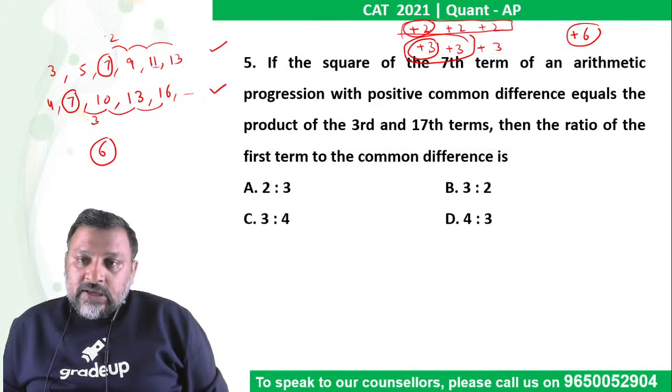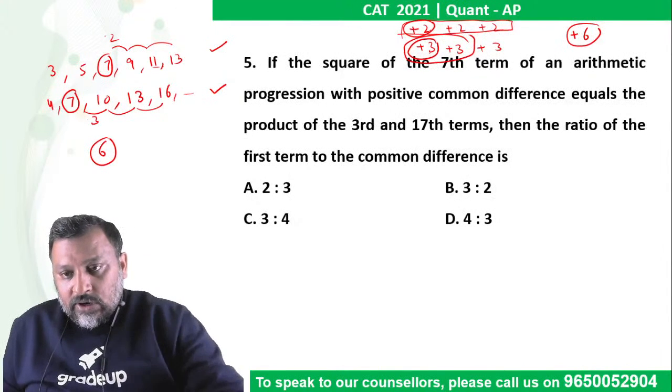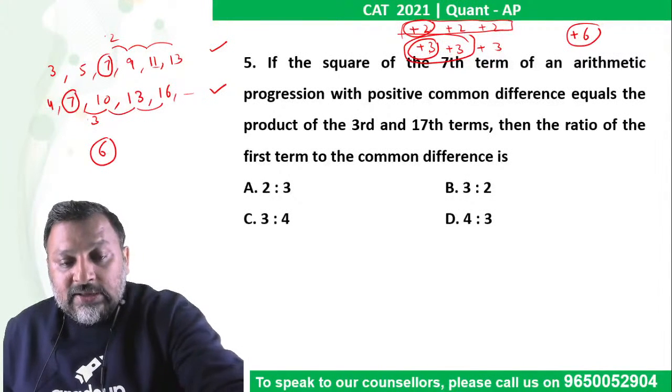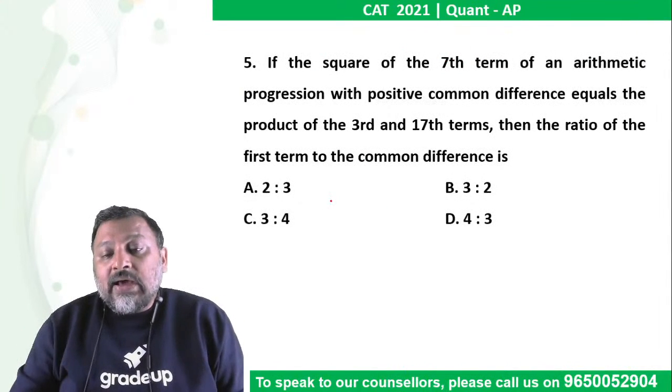Okay, Rohit is getting A, Sai Shekhar is getting A, Siddharth, Tush, all of you are getting A, which is correct. Very good, guys. The answer is A. You just had to simplify this and nothing else.